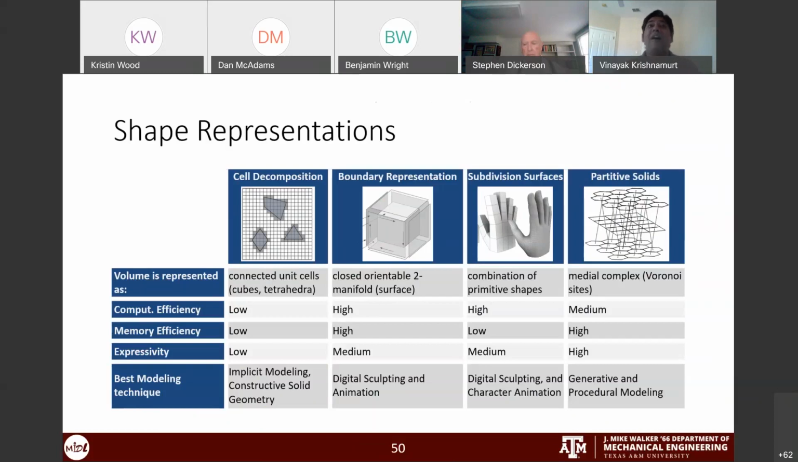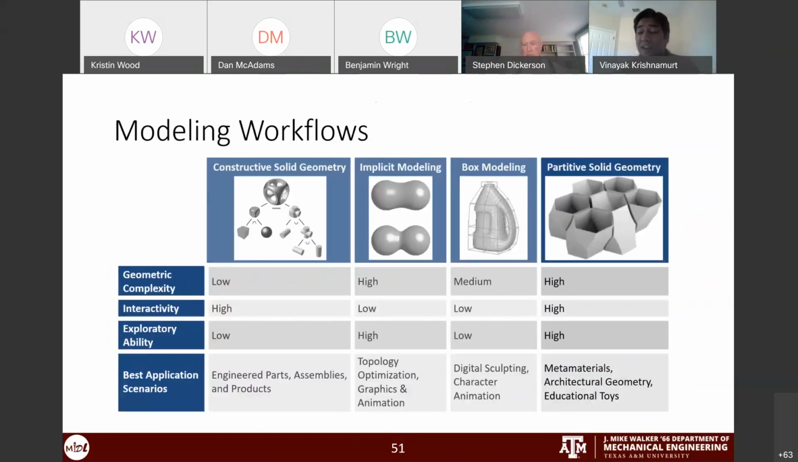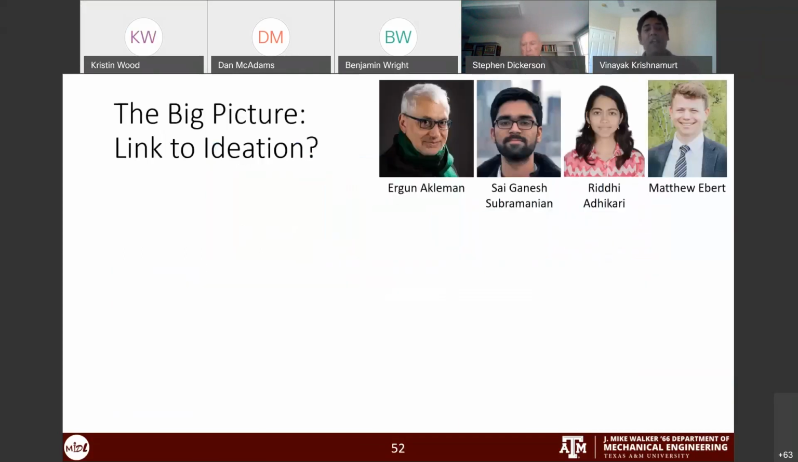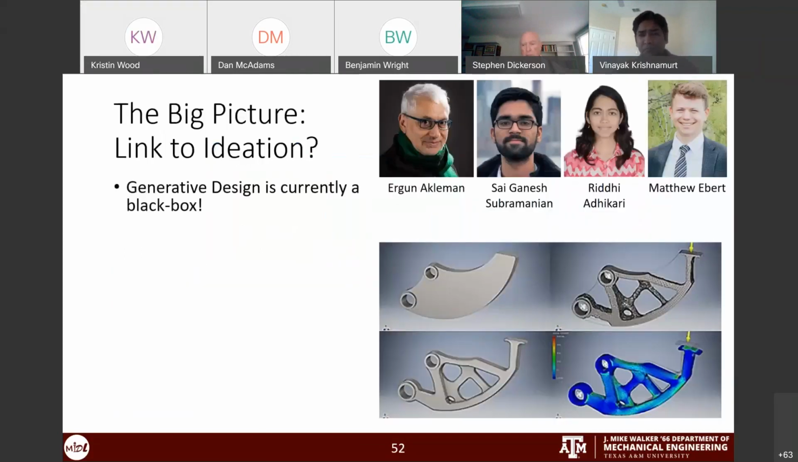Remember, I'm a larger proponent of forward design. Apologies to whoever is more fascinated by inverse design, right? And in terms of modeling workflows, we can use them for different types of applications such as architecture, metamaterials, education, and so on, right?